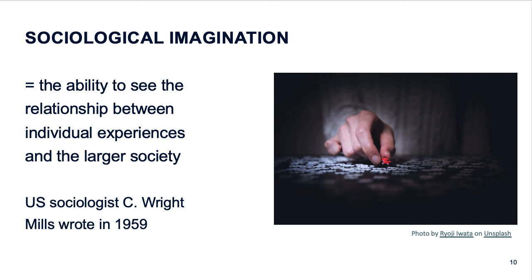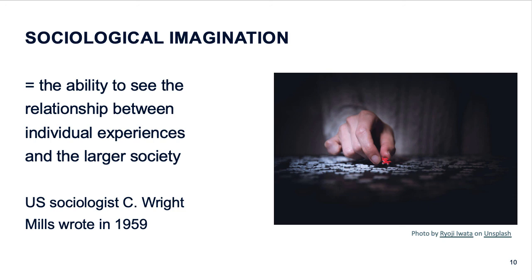In 1959, U.S. sociologist C. Wright Mills, which stands for Charles Wright Mills, wrote the book The Sociological Imagination. This idea is so significant to Mills that it is the title of the book itself. Very simply put, the sociological imagination is the ability we can each tap into to see the relationship between individual experiences and the larger society.